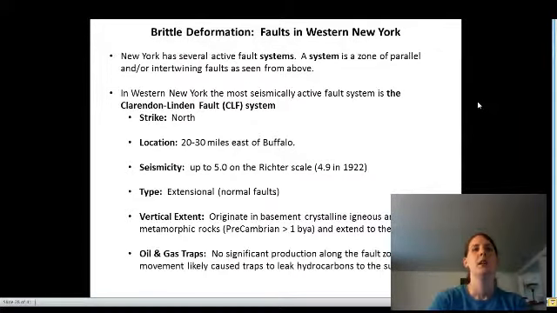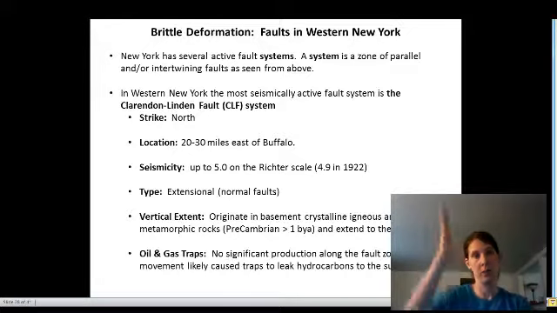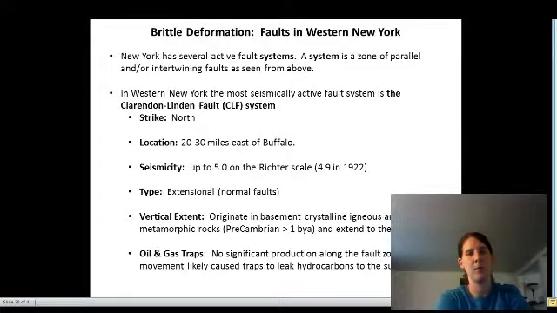So like I said, the Clarendon-Linden fault system has a strike north. Okay, so they tend to run north-south. It's about 20 to 30 miles east of Buffalo. Okay, much closer to Buffalo than Rochester. They've reached up to a 5 on the Richter scale, but that hasn't happened since 1922. And these are extensional or normal faults.